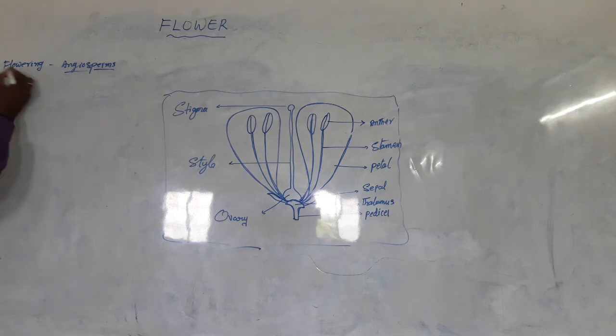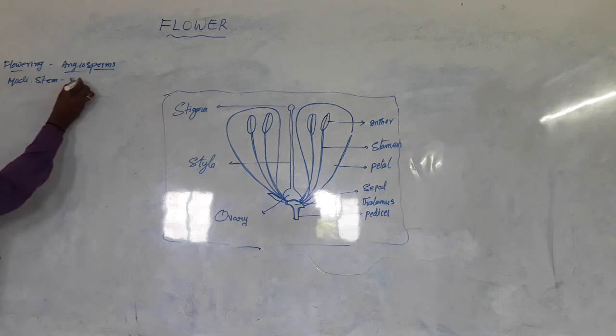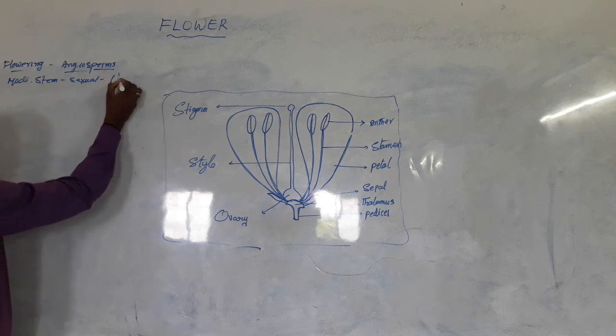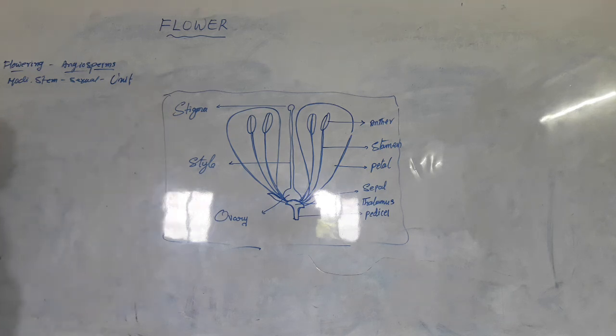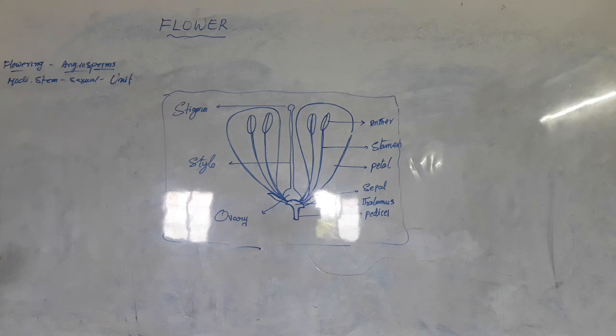Flowers are modified stems. This is a modified stem that maintains sexual reproduction. This is the unit of sexual reproduction. To maintain sexual reproduction in flowering plants, the stem is modified into a flower. Flowers are modified stems and the sexual unit, responsible for sexual reproduction of all angiospermic plants.